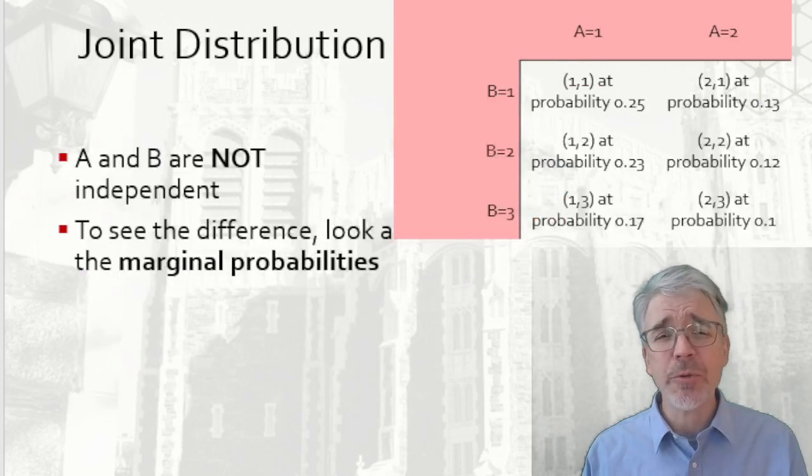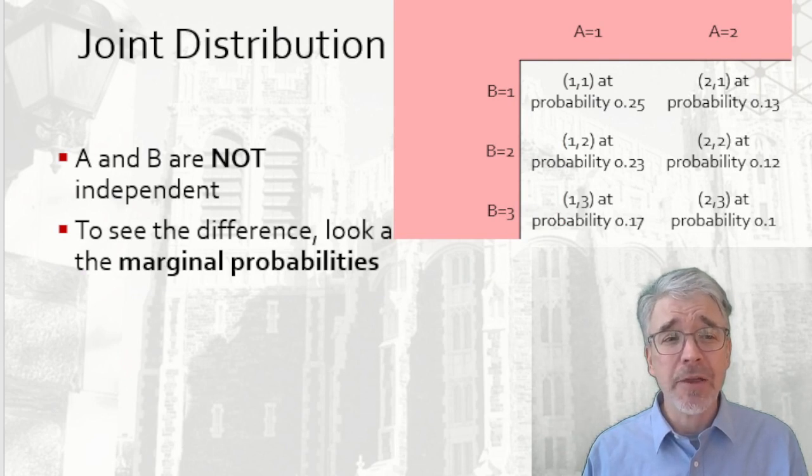But how would we distinguish these from another case that's not independent? Label those outcomes as A and B. Now A here can take the value of 1 or 2, while B can take the values of 1, 2, or 3. What is now the probability of A equals 2, B equals 3? The table shows the probability is 0.1, 10%. But how would I distinguish that from previous?